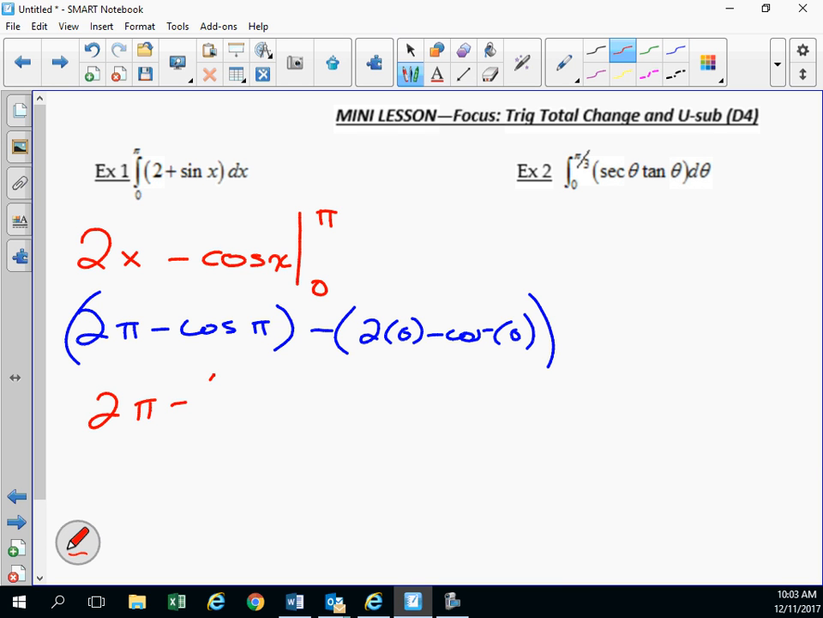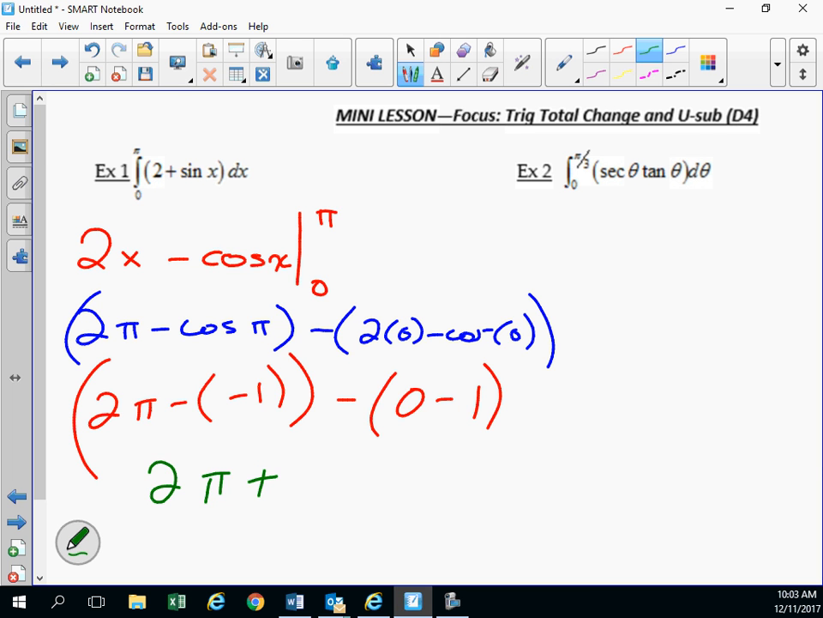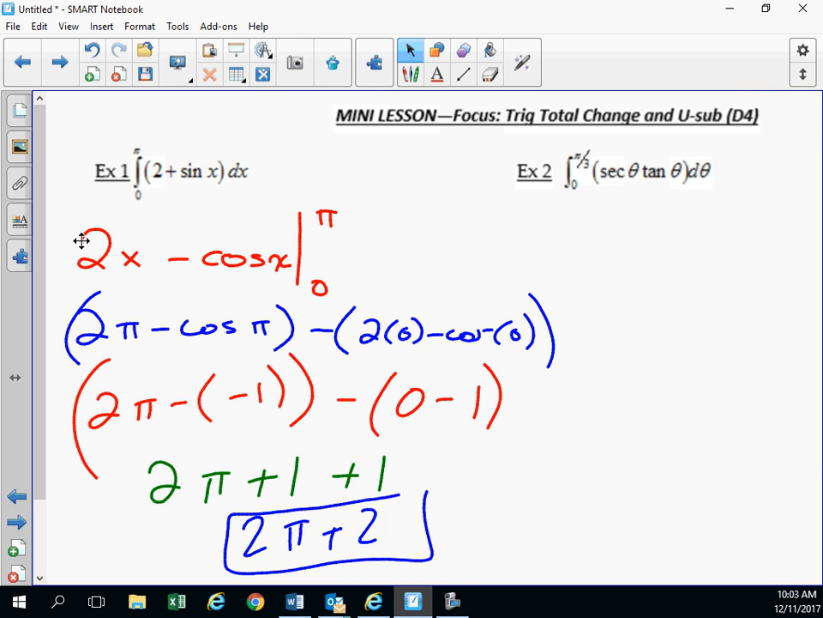Cosine of pi. Thank you. Cosine of 0. Good job. 2 pi plus 1 makes us 2 pi plus 2. Did you get 2 pi plus 2? Good. Have we finished off the second one?